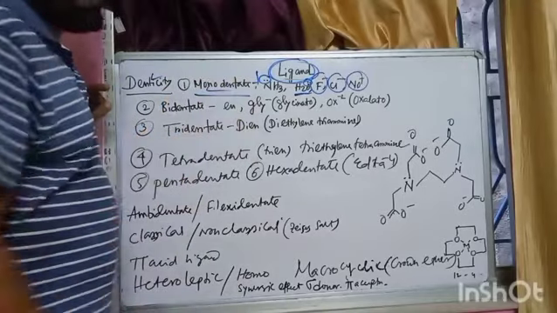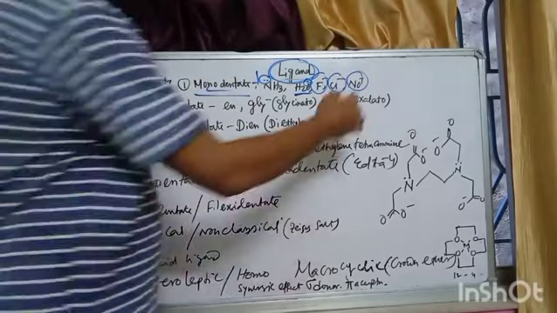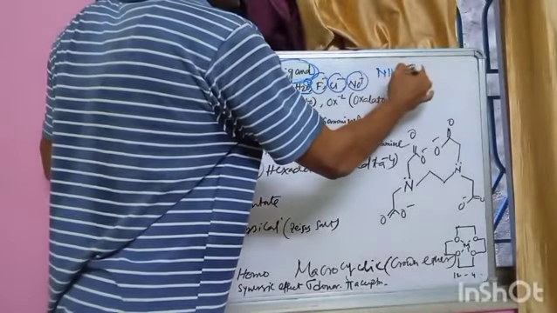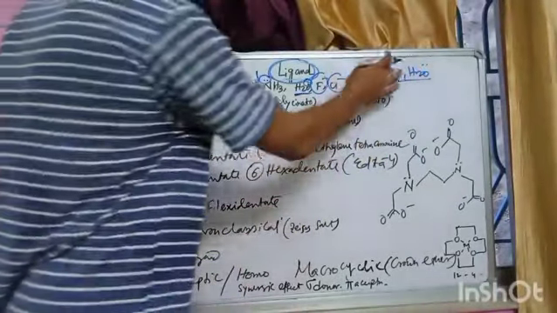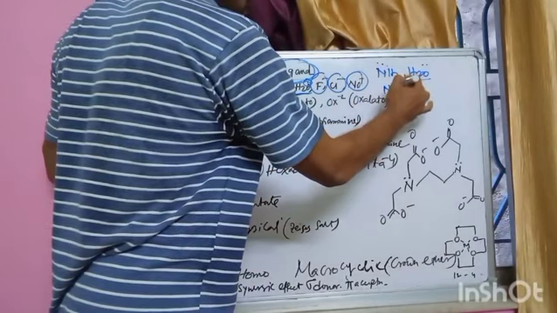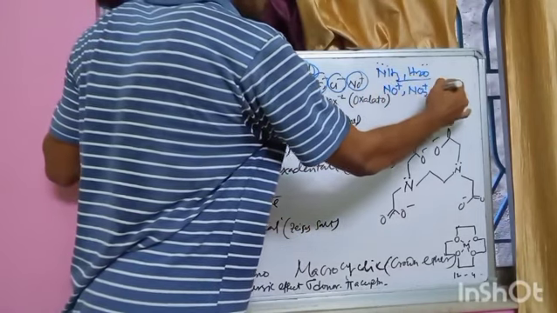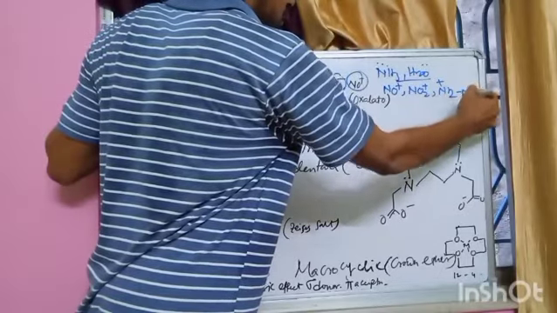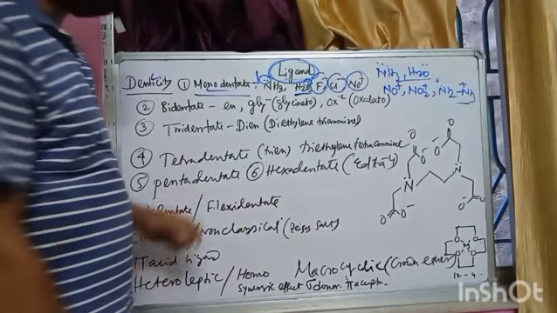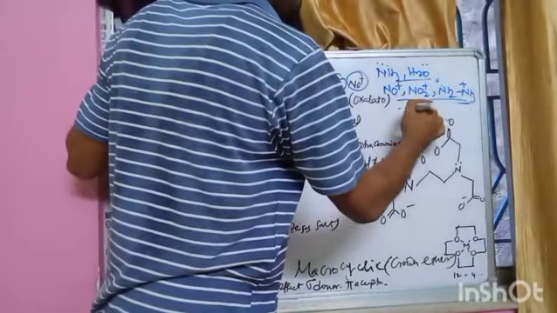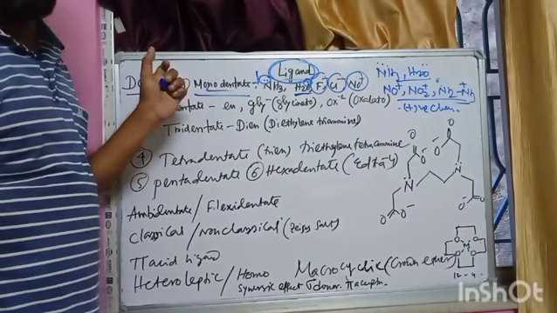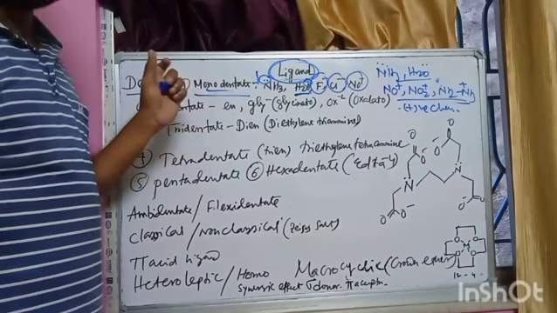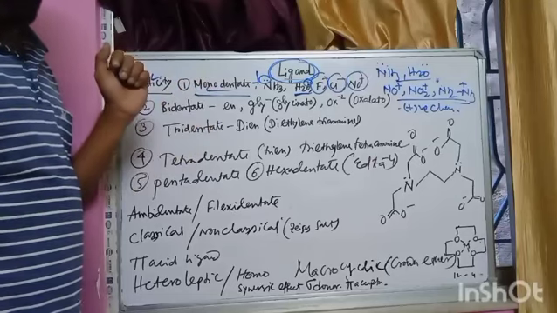Ligands are also of different types based on charge, such as neutral ligands like NH3, H2O, etc. These are neutral ligands; there is no positive or negative charge. But NO plus, NO2 plus, NH3 plus, etc., having one positive charge, are called positively charged ligands. And there are many negatively charged ligands, that is F minus, Cl minus, OH minus, etc.